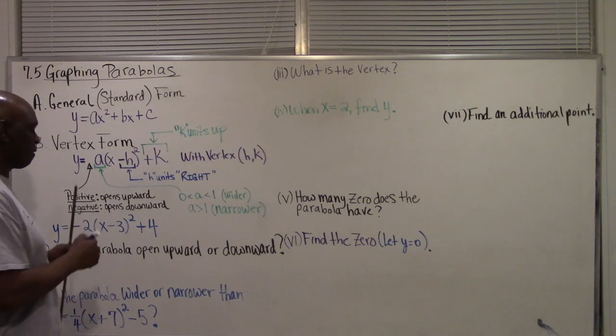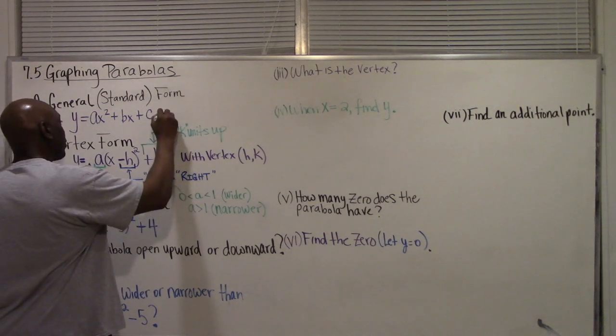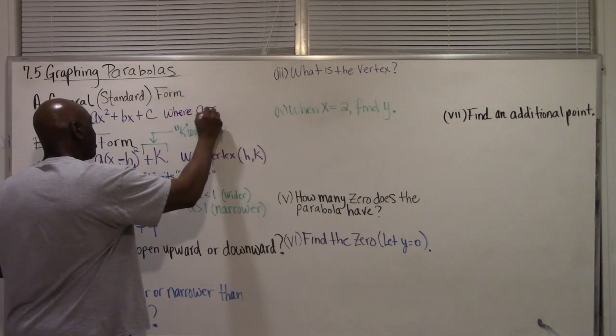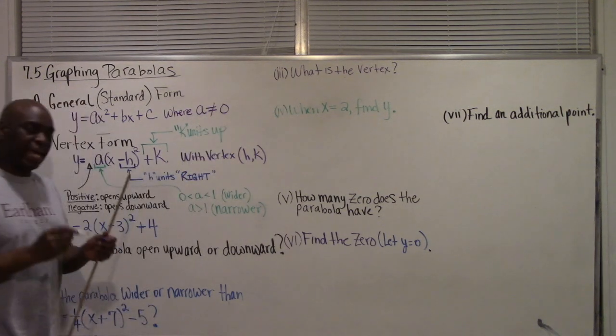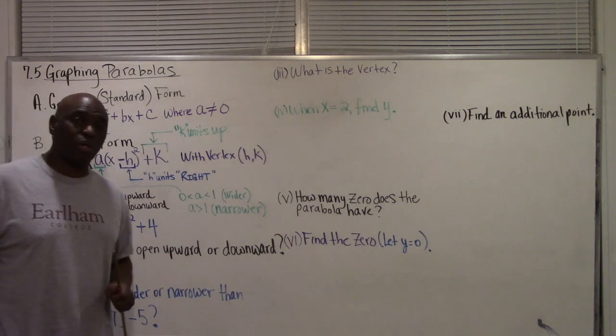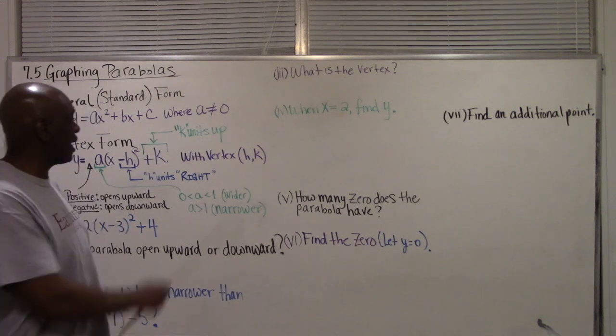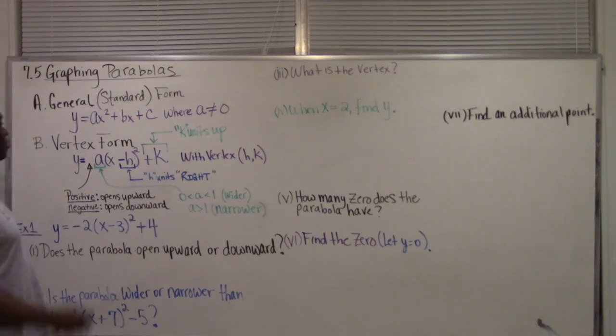Let me add where a does not equal 0. A cannot equal 0, because if a is 0, we no longer have a parabola or a quadratic, we just have a linear function. So a cannot be 0. Alright, so that's the standard form.